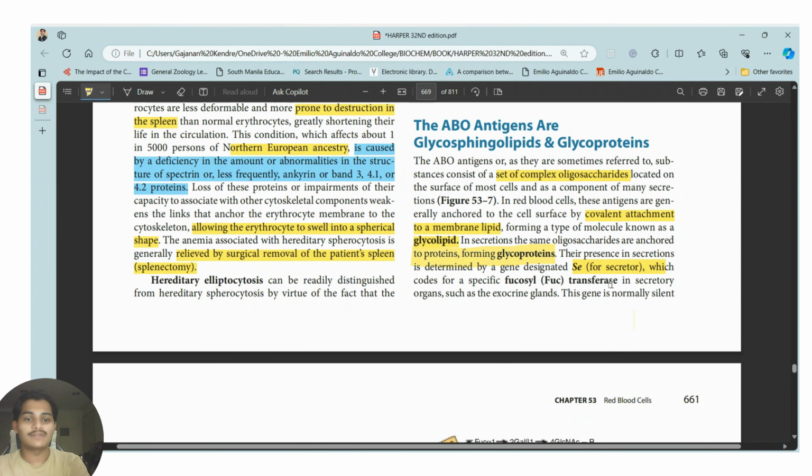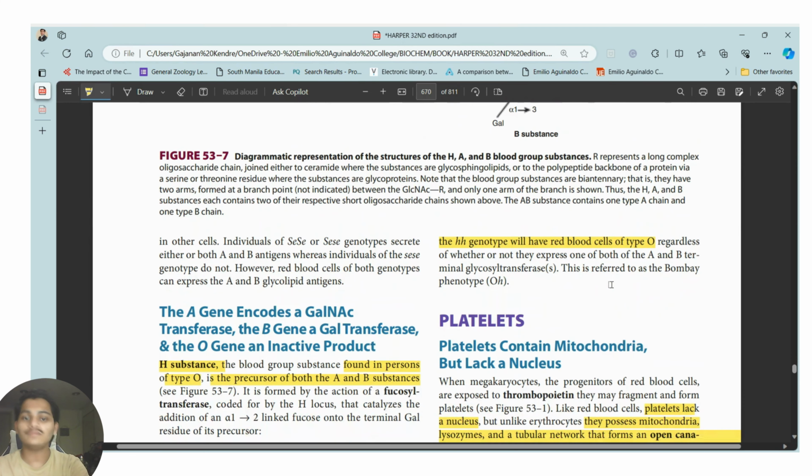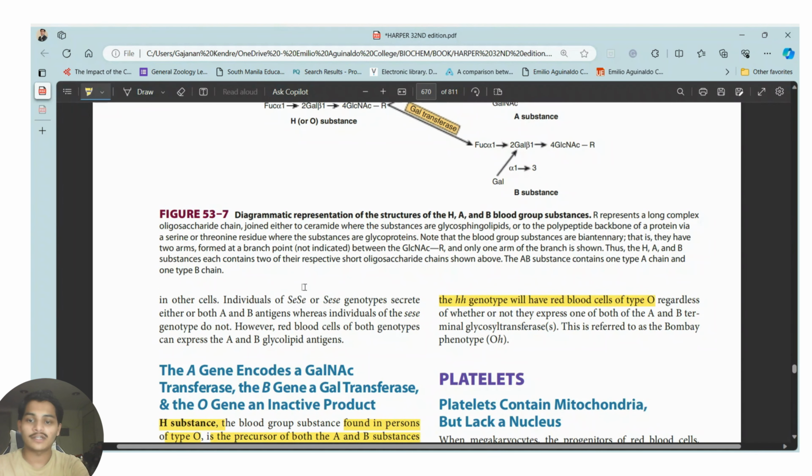Remember, this fucosyl transferase acts on the precursor of all types of blood group, that is A, B, AB and O also. For O, it's the H. We call it the H substance. In individuals having SC capital dominant secretor genes, or one dominant and one recessive genotype, they will secrete either A type or B type antigens and will have that particular type of group. But what if we have both recessive genotypes? Then we won't be able to secrete any type of antigen. That means we will have an O type of blood.